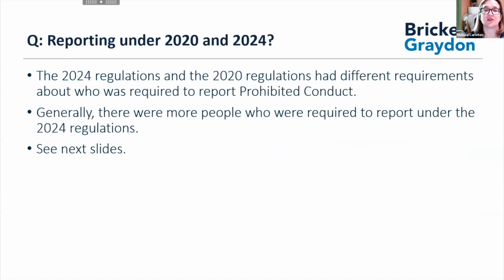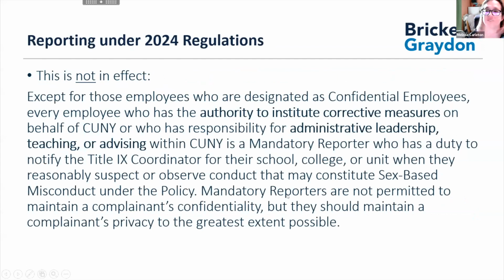All right. So what is the reporting difference under 2020 and 2024? There were different reporting requirements, and generally more people were required to report under the 2024 regulations. But again, that has been rolled back. So under 2020, we are back to the responsible employee category. And so that's the key term that we're going to be using. So this is what is not in effect.